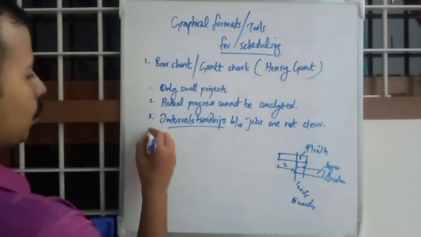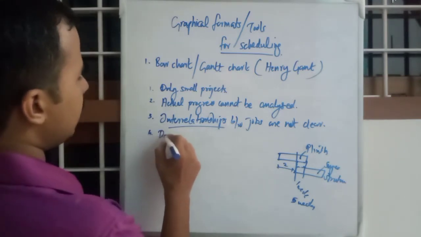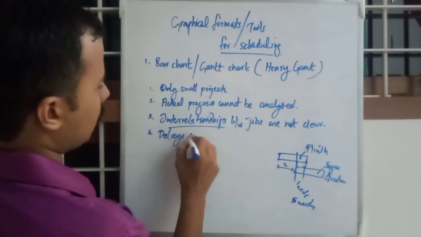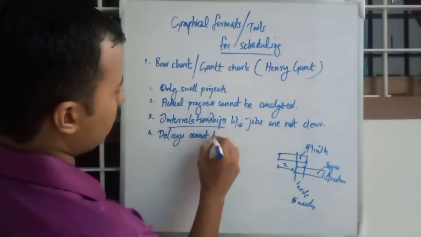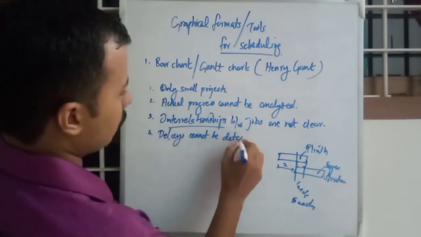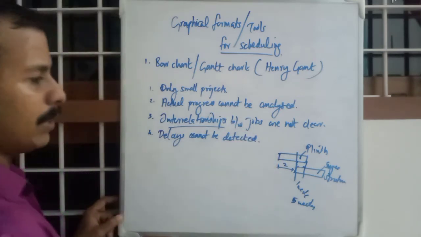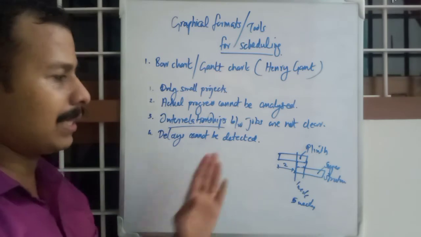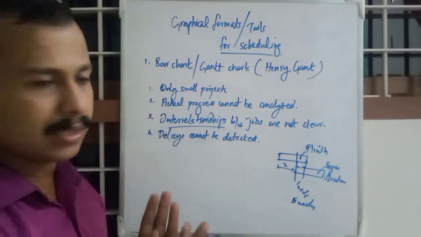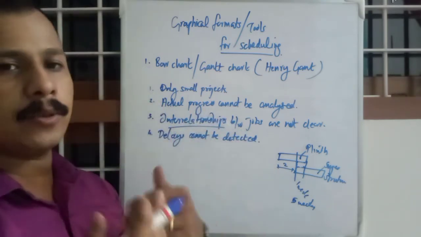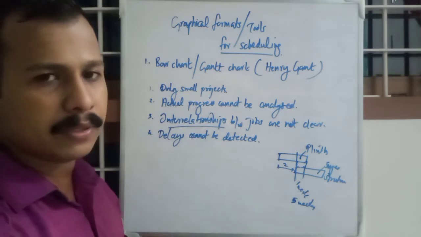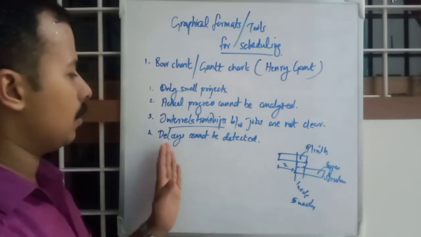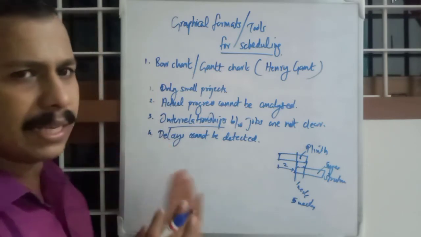Fourth, delays cannot be detected. There will be delays for each activity or job, but they cannot be detected using this Gantt chart. It is simply to observe and to act with respect to that Gantt chart only. There is no space for delays in a Gantt chart.